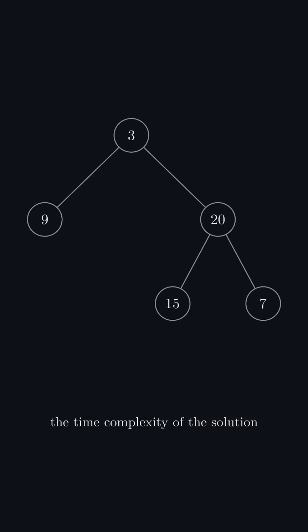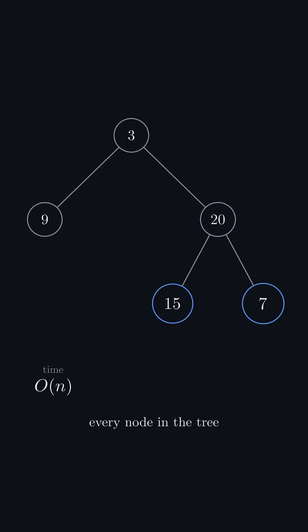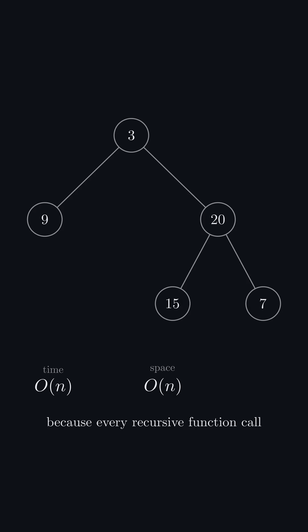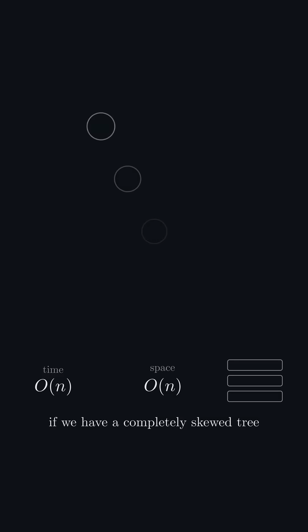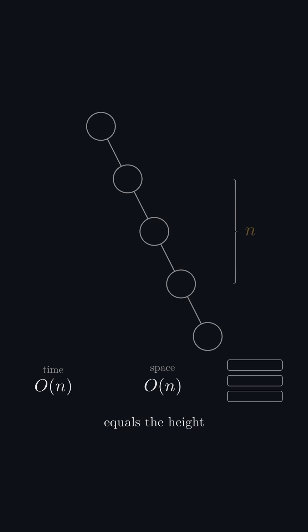The time complexity of this solution is O(n) because we have to visit every node in the tree, and the space complexity is also O(n) because every recursive function call allocates memory for a new stack frame. So in the worst case, if we have a completely skewed tree where the number of nodes equals the height, then we will have n active function calls at the most.